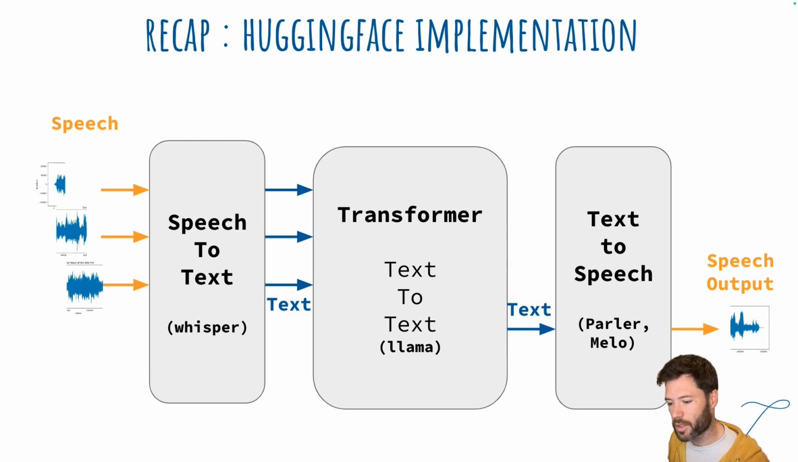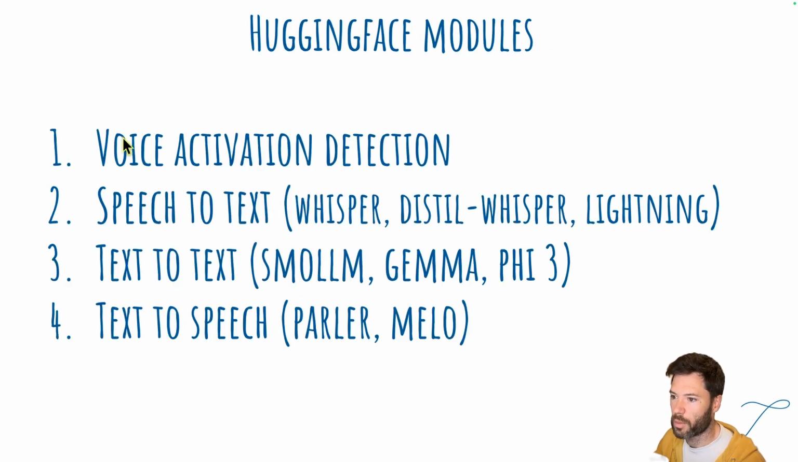So this is an important challenge if you're going to go with the modular approach, and it's addressed in the HuggingFace repo by using a voice activation detection model, which is trained specifically for detecting the start and end of speech. Then there's a speech to text model, text to text, and text to speech.